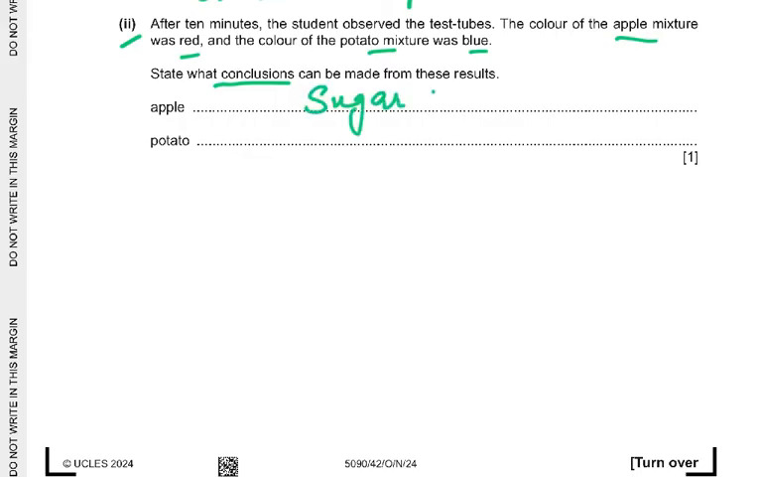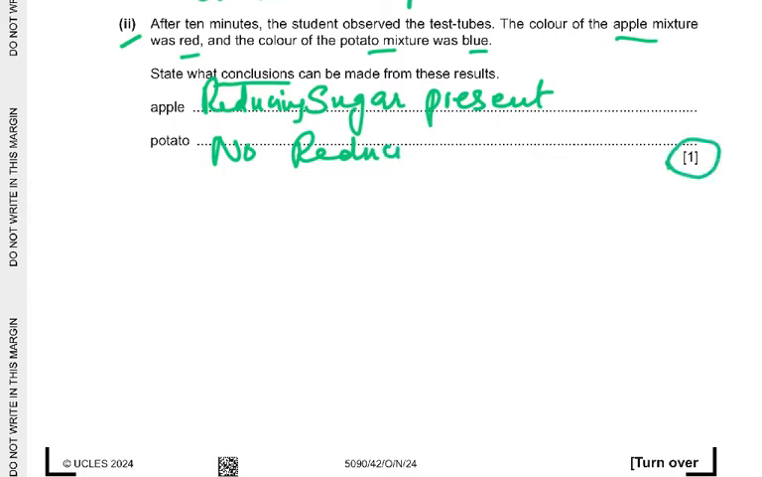In fact, if this was A levels, I would not accept that. I would say reducing sugar present, because there are two types of sugars, reducing and non-reducing sugars. And in potato, there is no reducing sugar present. And both of these got you 1 mark. Of course, I'm being a little overzealous because I teach the A levels as well. So you could have said sugar present and no sugar present, and you would have got the mark. But I want you to remember to write reducing sugar because we're talking of reducing sugar.